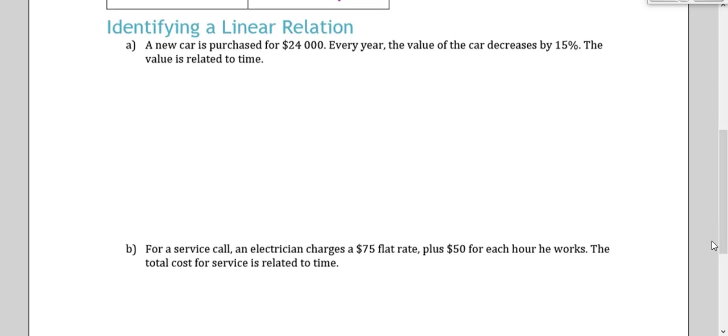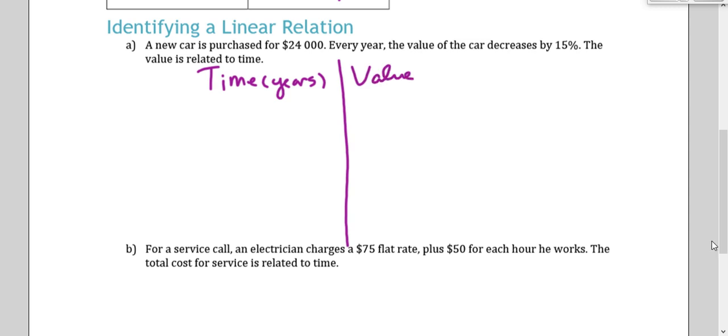Identifying a linear relation: a new car is purchased for $24,000. Every year the value of the car decreases. The value is related to time. So this should be time in years, value in dollars. So at year 0, the car is worth $24,000.